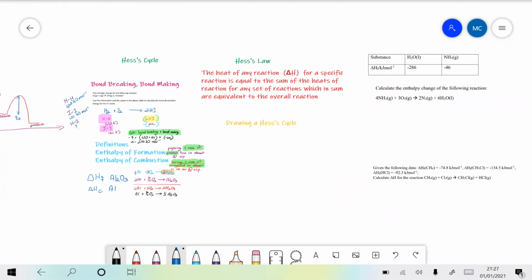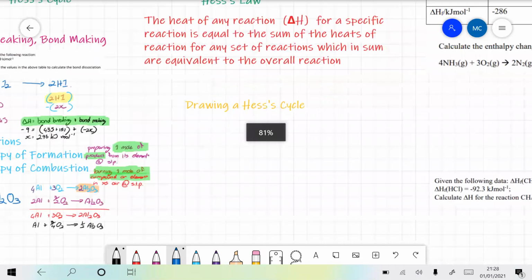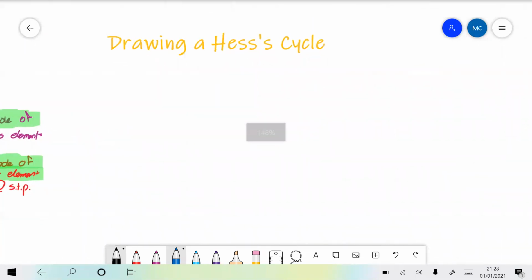Therefore, any route that can take you from one reactant to a product will always have the same amount of energy. So Hess's law states that no matter what route you take to go from the reactant to the products, the heat of reaction must be the same. And therefore, we can now draw a Hess's cycle. So what do we need to do to draw a Hess's cycle?